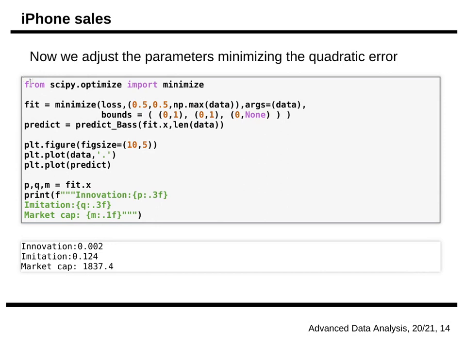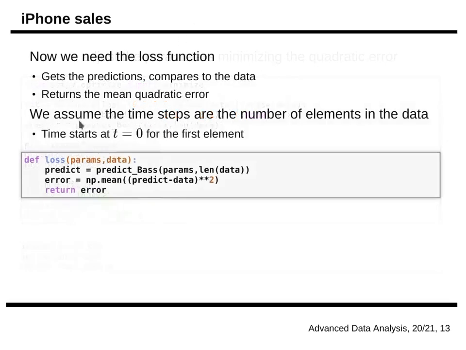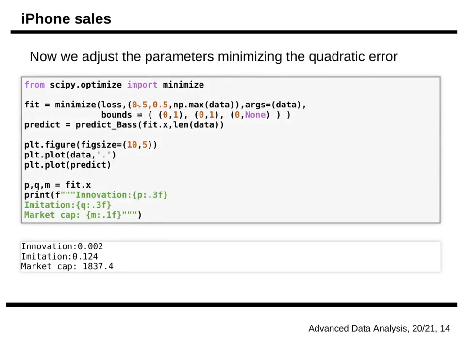Okay, so now we adjust the parameters. We're going to import the minimize function from SciPy. We're going to compute the fit by minimizing this loss function here, which calls the prediction. And we start with an initial guess of 0.5 and 0.5 for the P and the Q, and the maximum value in the data as the initial guess of the market cap. Of course, these are not the actual values that we end up with at the end, but this is just the initial point for starting the minimization.